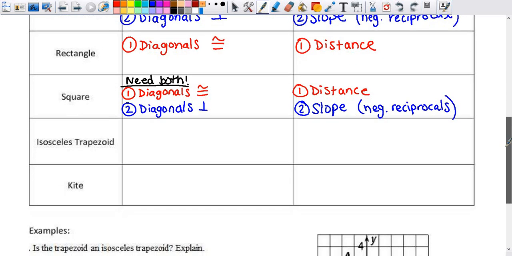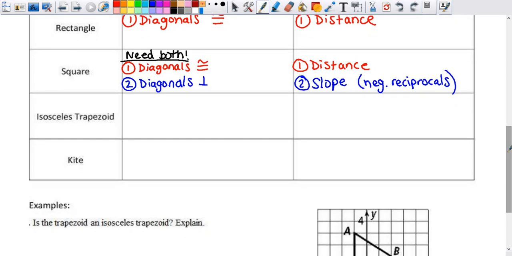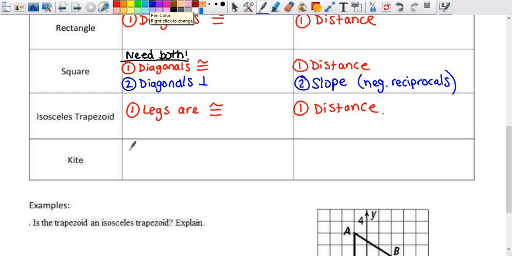Next, you have an isosceles trapezoid. Easiest, best way to prove an isosceles trapezoid is to check if the legs are congruent. Again, lengths congruent, we are using distance formula. And then with a kite, your easiest one to use would be diagonals are perpendicular, which again, we use slope for, specifically negative reciprocals.